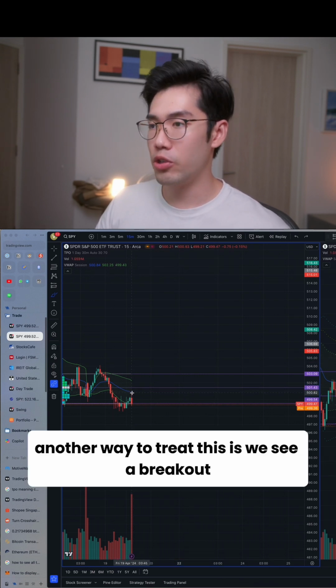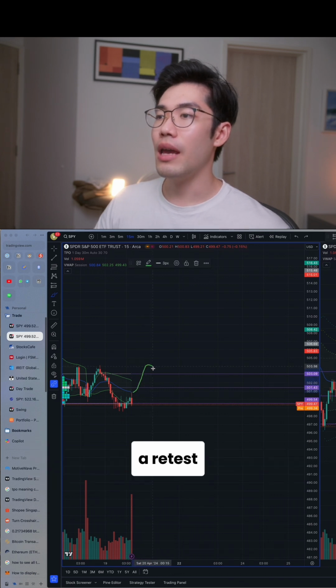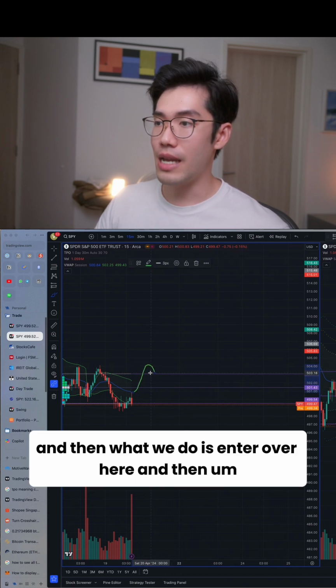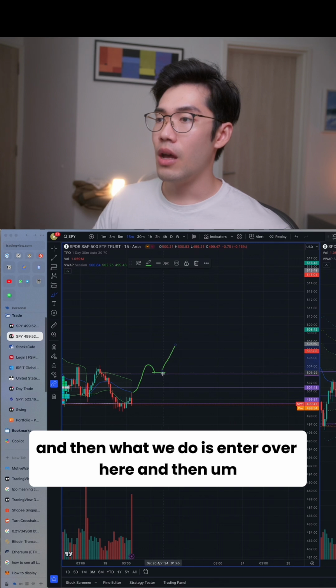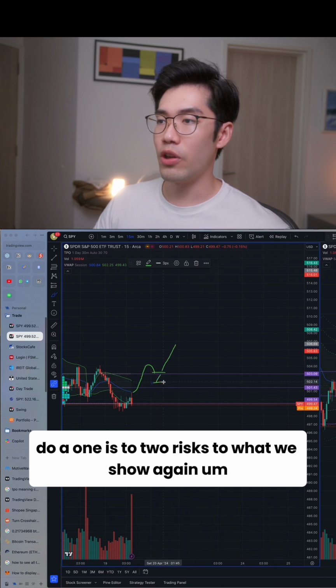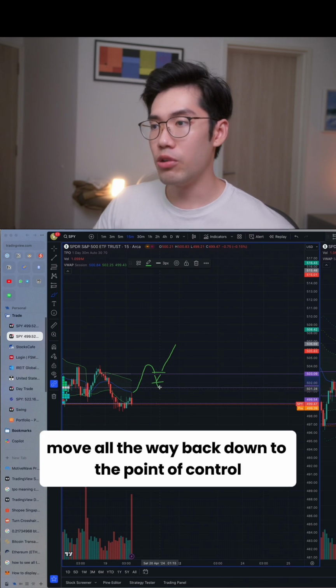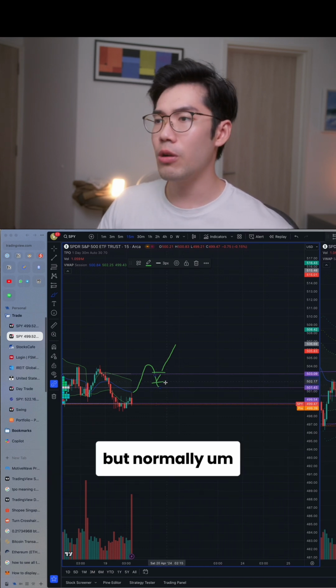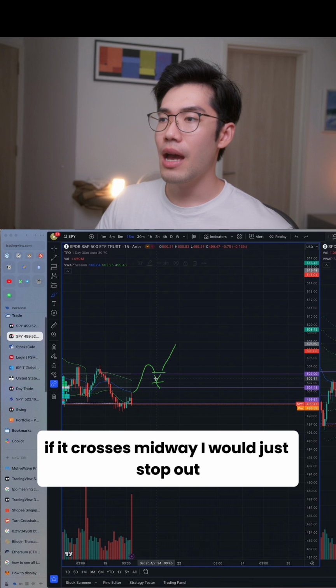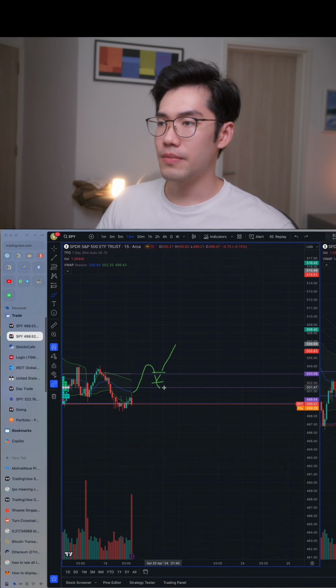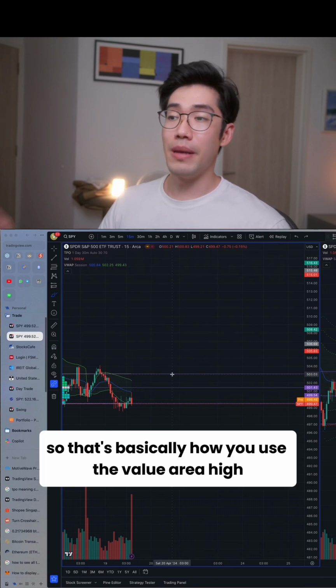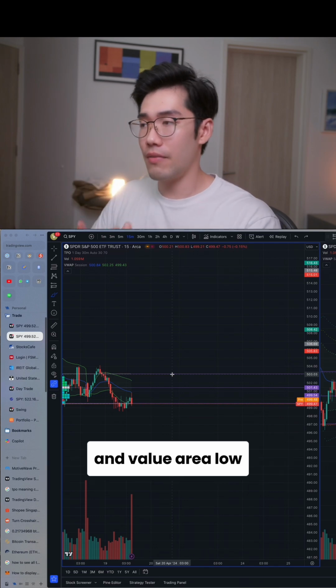Another way to trade this is we see a breakout, a retest, and then what we will do is enter over here and then do a 1:2 risk to reward ratio again. It can potentially sometimes move all the way back down to the point of control, but normally if it crosses midway, I would just stop out. So that's basically how you use the value area high and value area low.